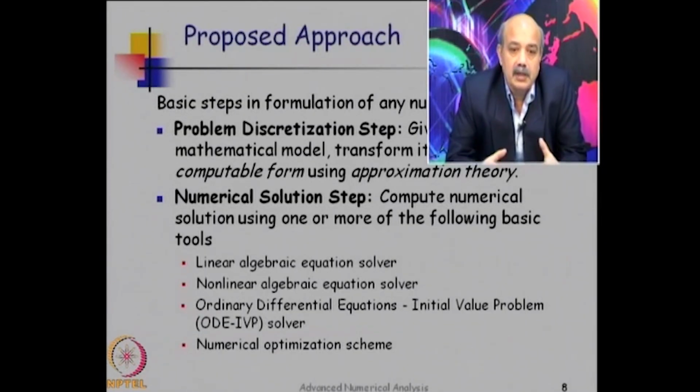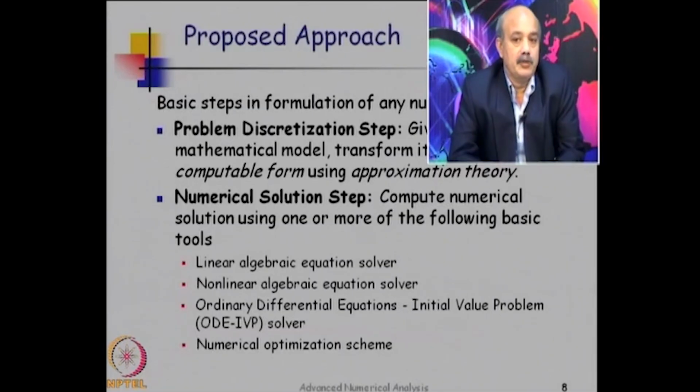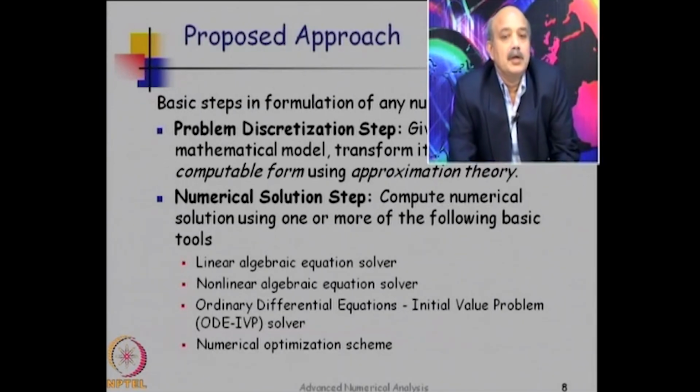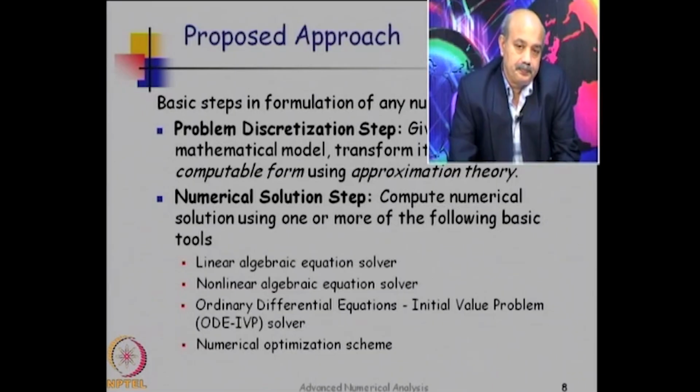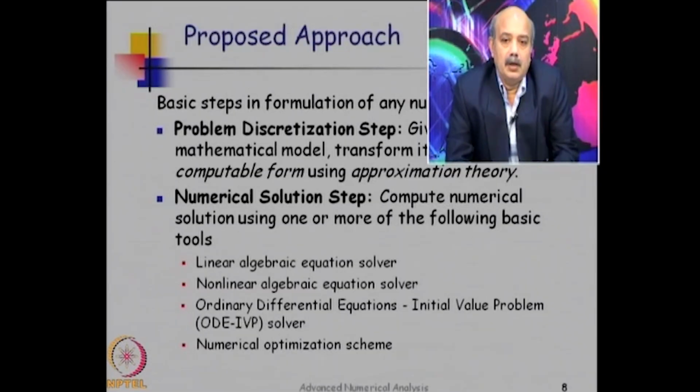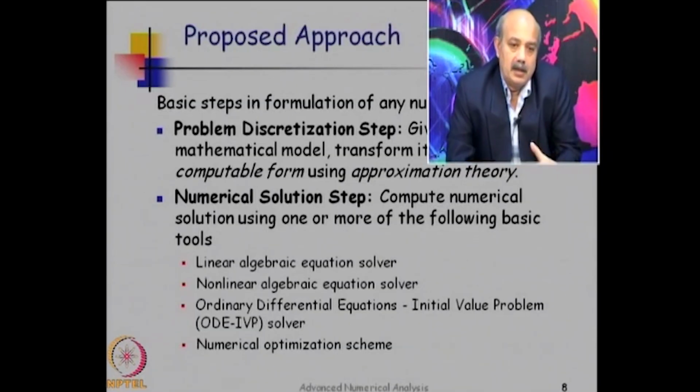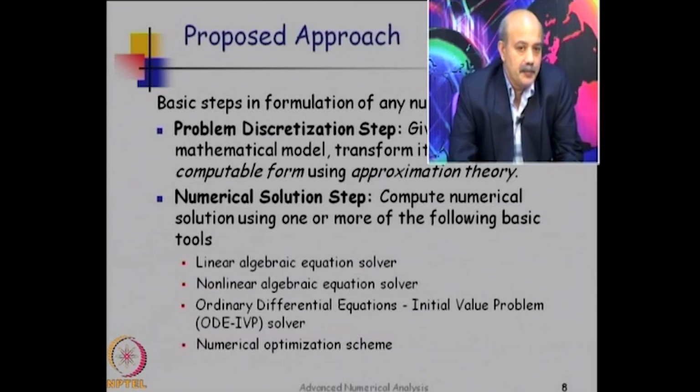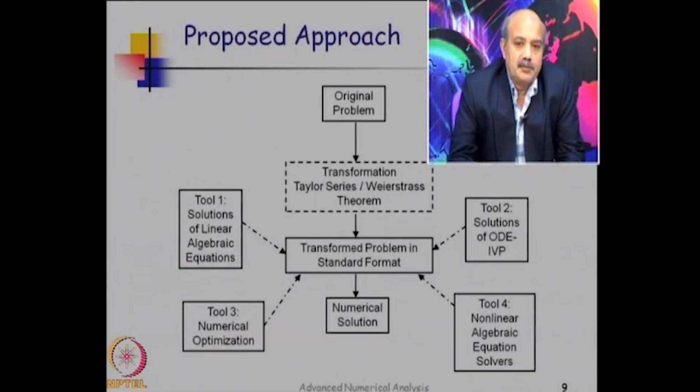So when you construct a recipe or a numerical scheme to solve a problem, you first transform it into a form that can be tackled with one of the standard tools, and then you use one or more of these tools in combination to come up with a solution of the transformed problem.